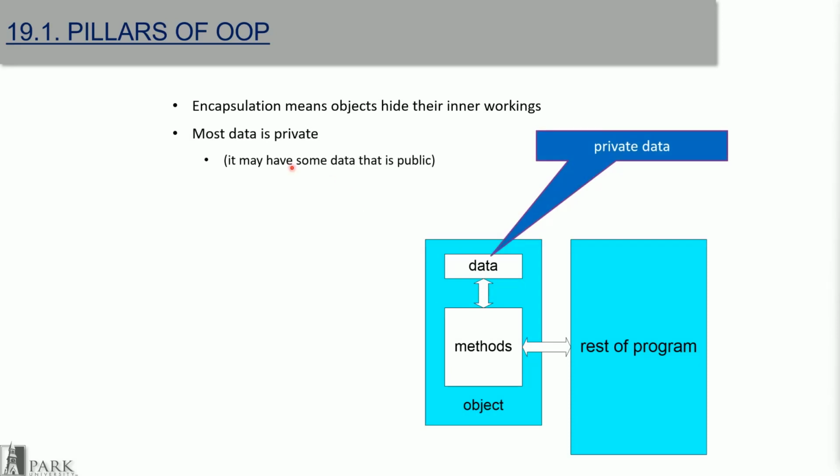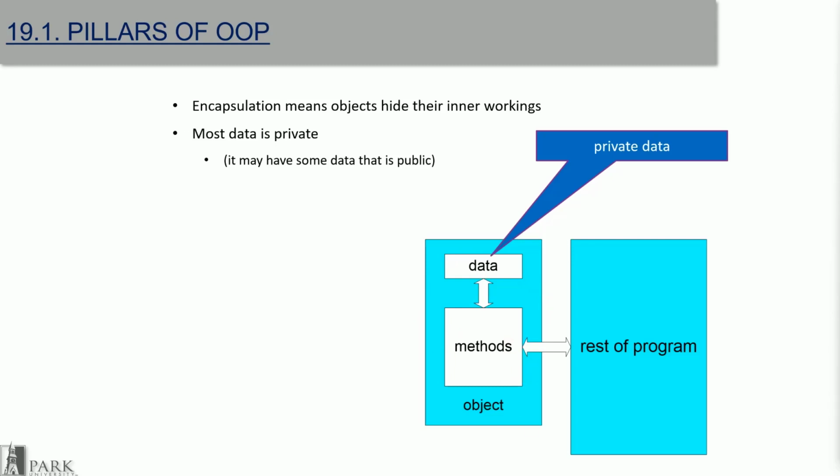So here we say that the data is typically considered private, right? We have some data that we might make public, but most of it is going to be private. And we say it's private because we don't want the rest of the program to have direct access to the object's data. We want it to go through whatever methods that we have written to connect to that data. Okay, so we want to control what's available to it. And that is the basic premise of encapsulation.